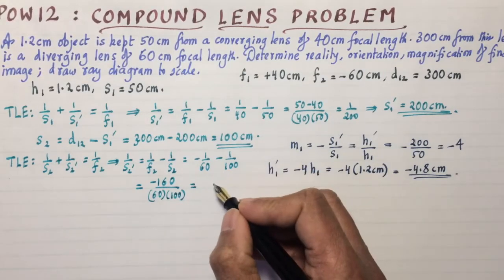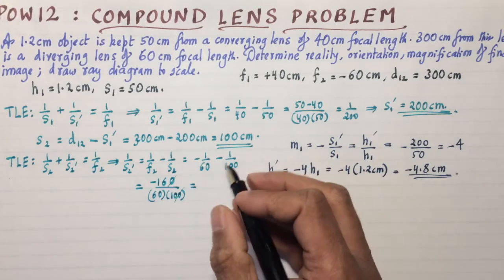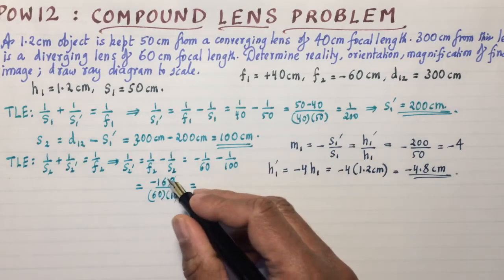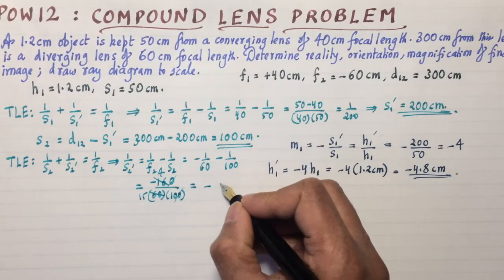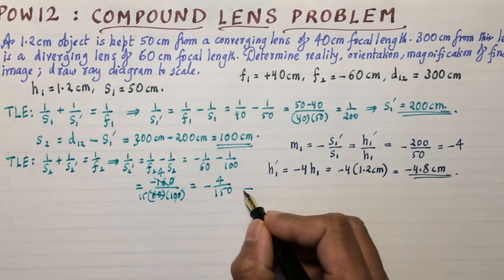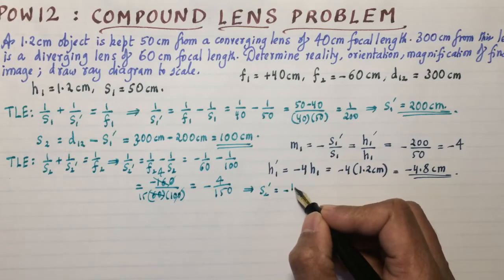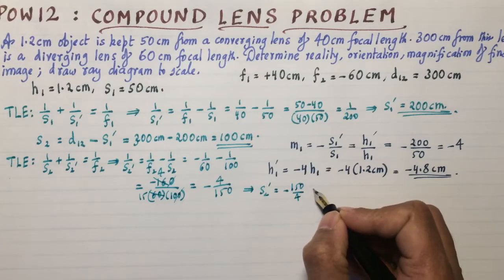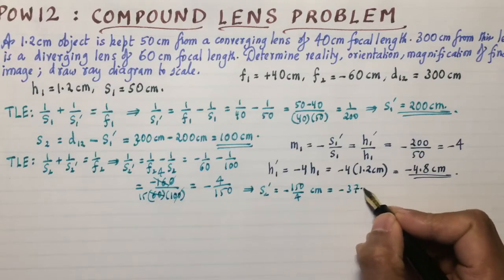I dislike using calculators for these things, but you feel free to use calculators. It's easier to just do it by hand. So 4 divides 15 times into 60, so that gives me -4 over 150, which means that S2 prime is -150 over 4. Now I'll put the units, which means S2 prime is -37.5 centimeters.